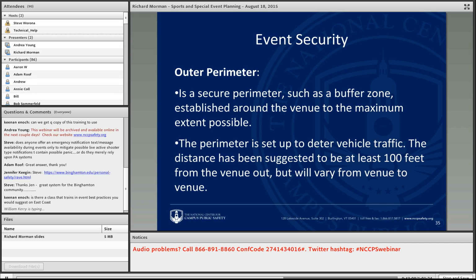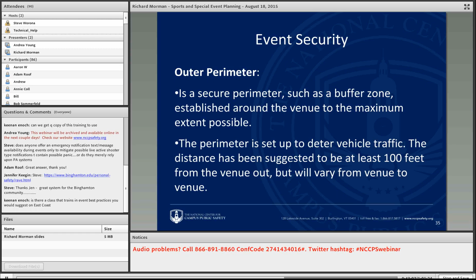So when you think about it, I know at Ohio State when we established our buffer zone years ago, that actually forced those officers that were directing traffic to screen traffic a little better, so only certain vehicles are allowed inside that buffer zone.